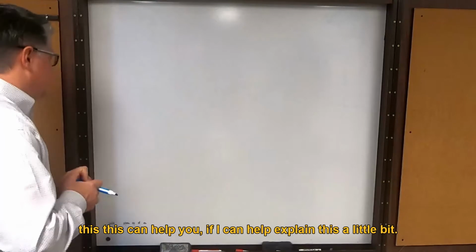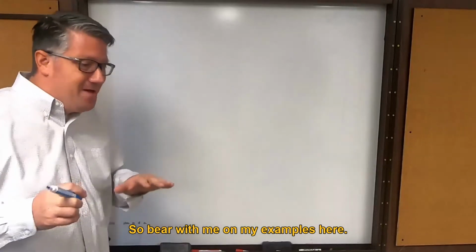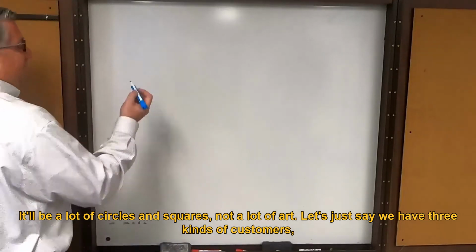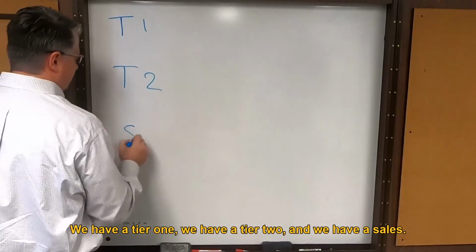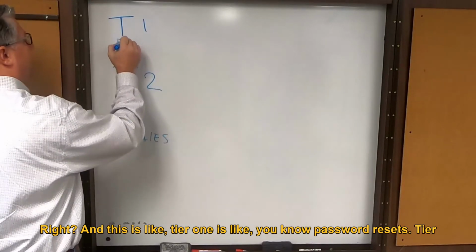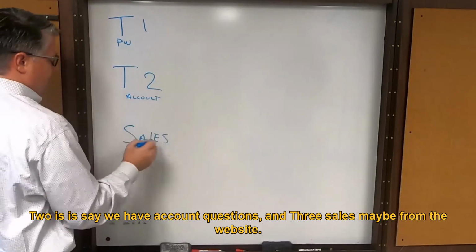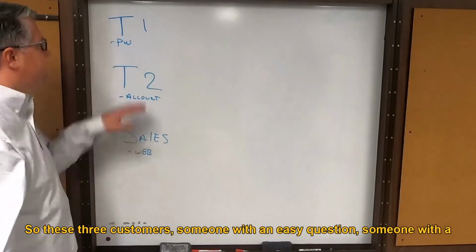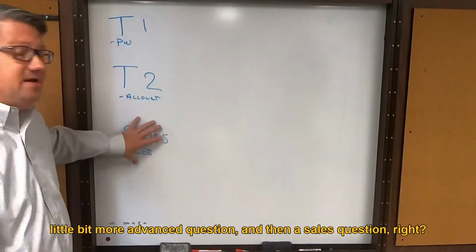But here, let me see if I can help explain a little bit. I'm a horrible drawer, right? So bear with me on my examples here. It'll be a lot of circles and squares, not a lot of art. But let's just say we have 3 kind of customers. We have a tier 1, we have a tier 2, and we have a sales. Tier 1 is like password resets. Tier 2 is say we have account questions. And 3 is sales, maybe from the website. So these 3 customers: someone with an easy question, someone with a little bit more advanced question, and then a sales question.